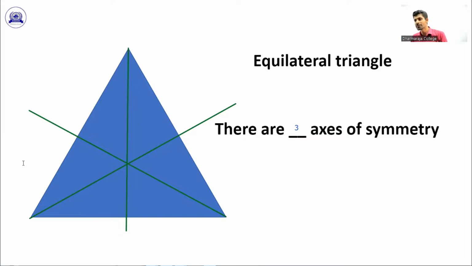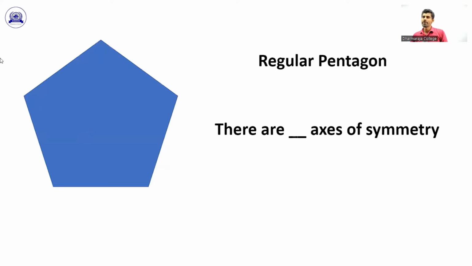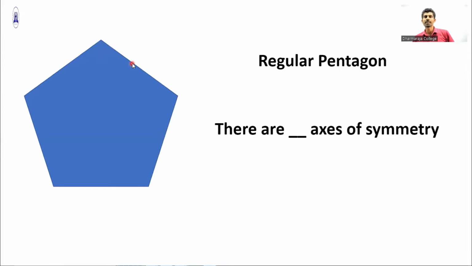I'm quickly moving to the next shape, the regular pentagon. Pentagon means how many sides are there? 1, 2, 3, 4, 5. 5 sides are there. Regular pentagon. Let's try to identify the number of axes of symmetry.